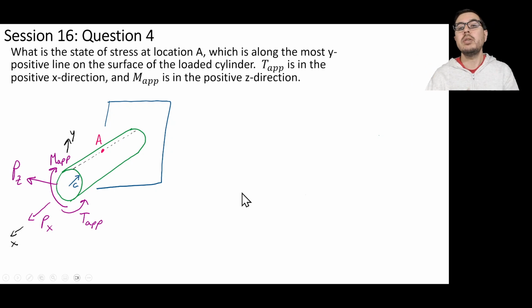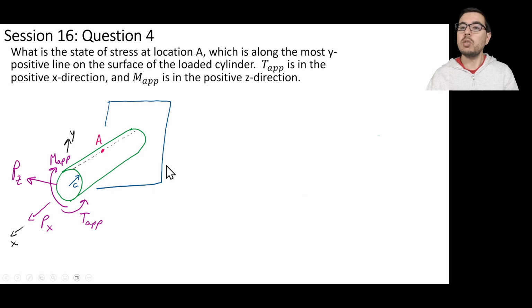For this question, we're going to look at the effects of combined loading on a structure. And we have four different loads, TAP, MAP, PZ, PX, and we're attempting to figure out what the state of stress is at this location A.